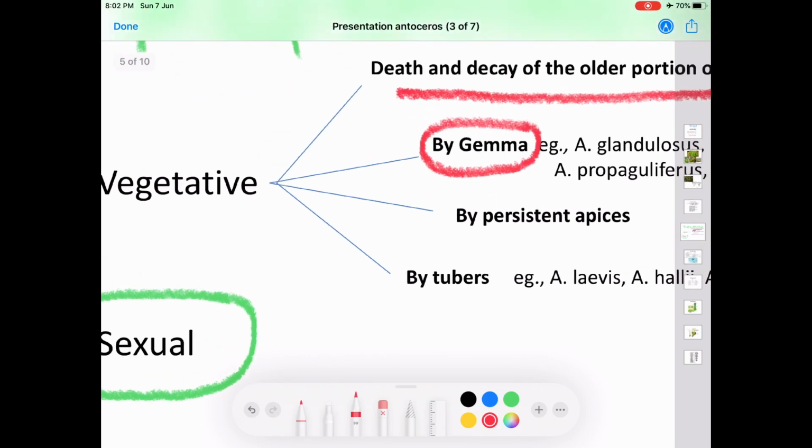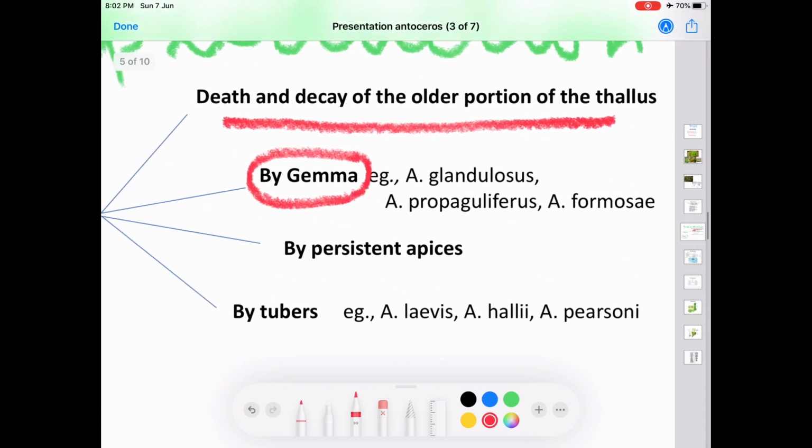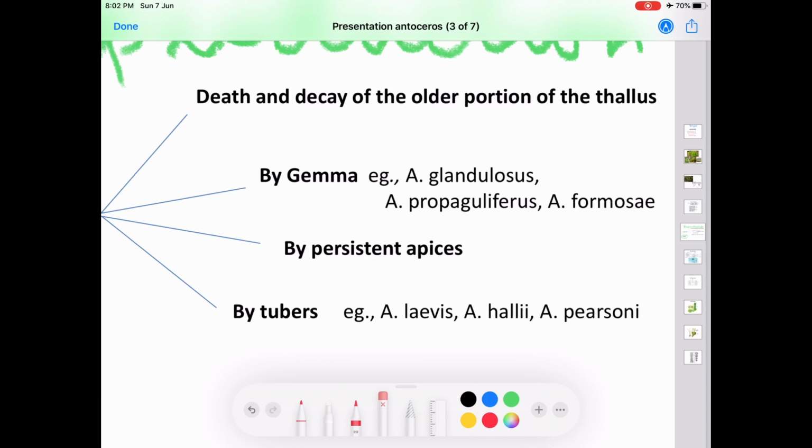These are the 4 different methods of vegetative reproduction: the death and decay of the older portion of the thallus, by gemma formation, by persistent apices, and by tubers.